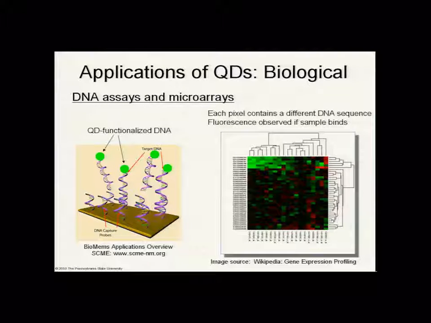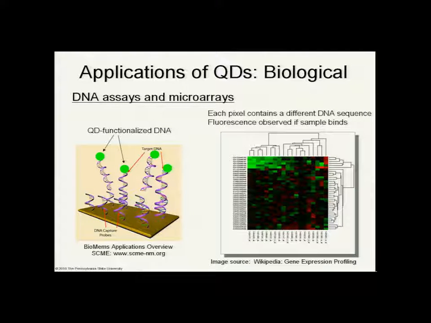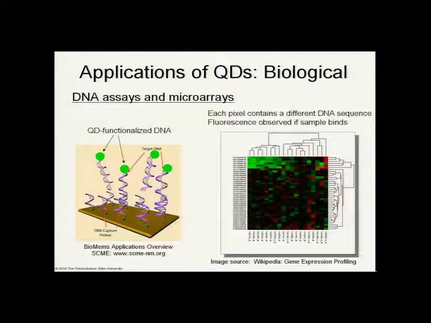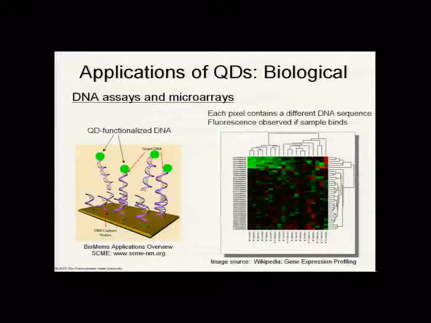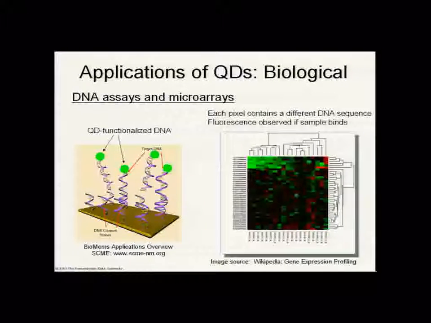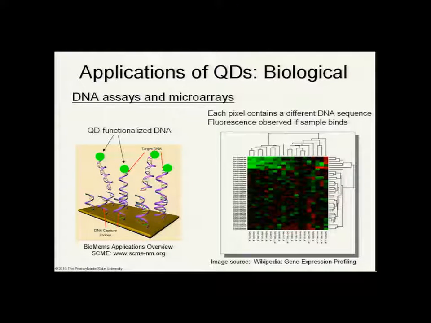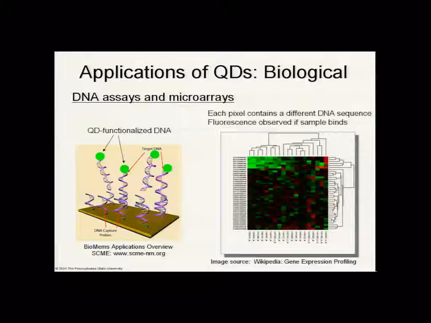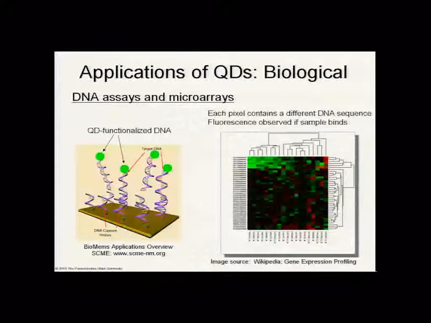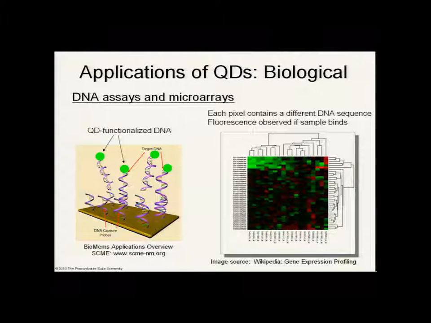And as this kind of floats by, maybe in a microfluidic device, if we see a bonding occur, perhaps there would be a change in fluorescence, and then that could be detected with a certain type of camera. So on the right, we see basically kind of like a gene map or a microarray for many different little DNA strands being tested simultaneously. Each pixel contains a different DNA sequence, and fluorescence is observed if the sample binds.